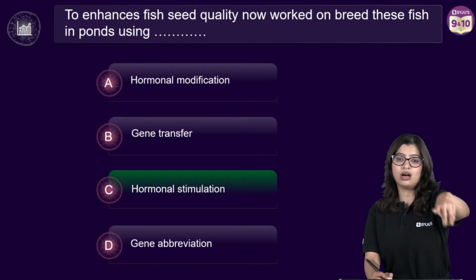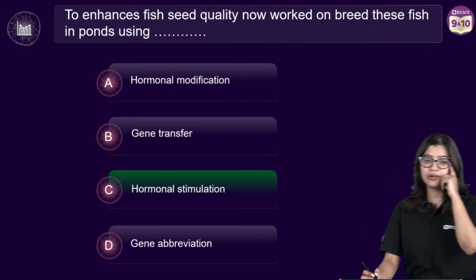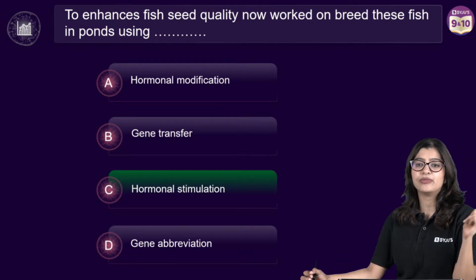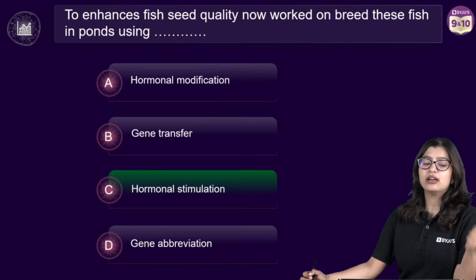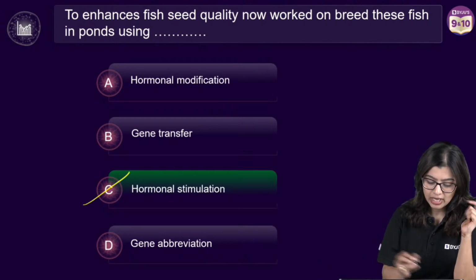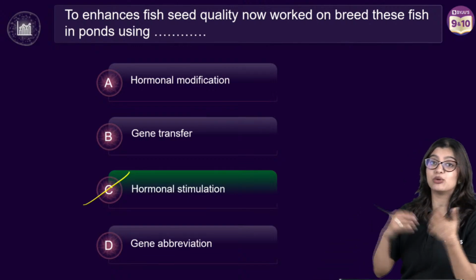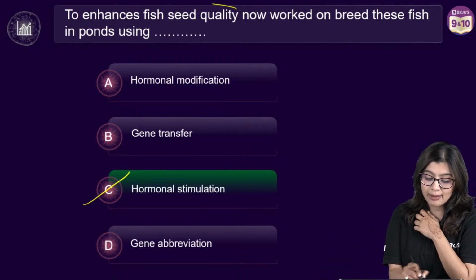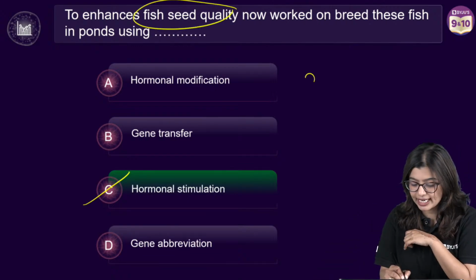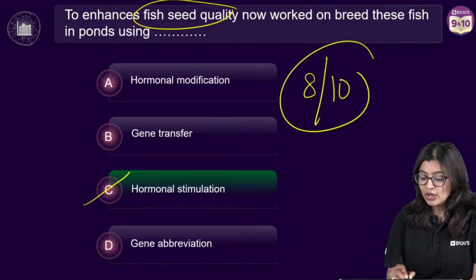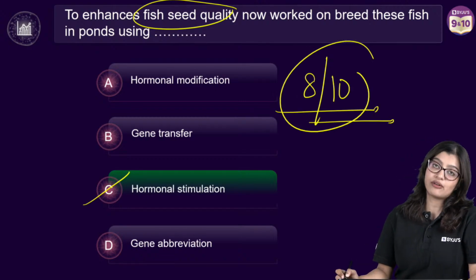Tarun, they are helping you out, right? What is the function of ATP? Full form of ATP, Sagar, I told you. Adenosine triphosphate. Function, energy currency. So yes, it is responsible for hormonal stimulation, or by doing hormonal stimulation, I am able to improve fish seed quality. So here all of you have got a perfect strike. You have got the perfect strike of 8 out of 10.